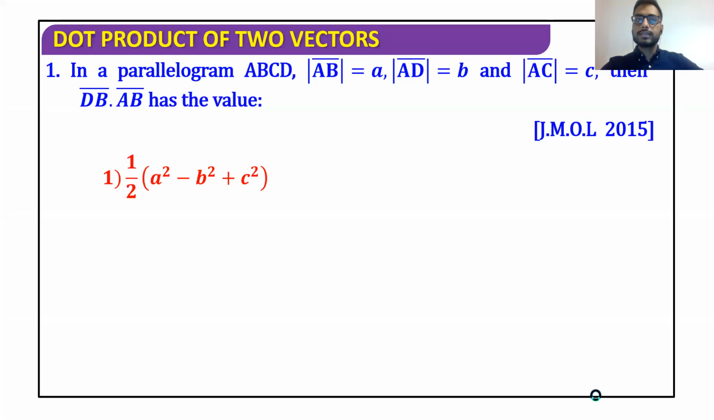If I consider that ABCD is my parallelogram in which I have my sides AB and BC and AC is my diagonal, then applying triangle law in the parallelogram, I can say that A plus B is equal to C. Squaring on both sides, I'm going to get A square plus 2A dot B plus B square is equal to C square. On simplification, I'll get the value of A bar dot B bar, and I can then substitute that value. Okay, so let's see the solution.